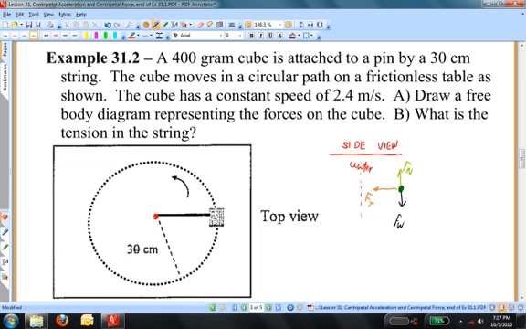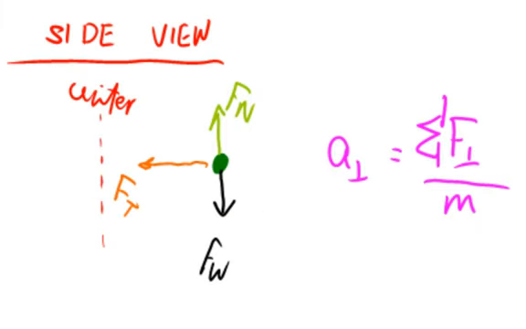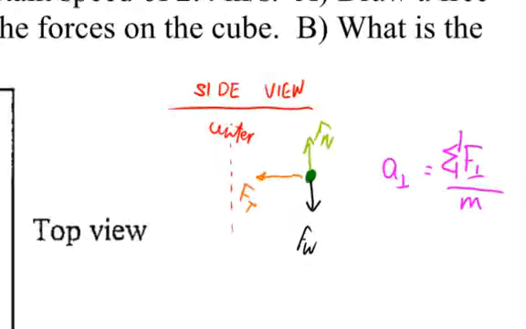Okay, so how do we find it? We're going to use Newton's second law. Newton's second law says that the centripetal acceleration is equal to the net centripetal force divided by the mass. Well, now which forces are causing the acceleration? Is it the weight? Nope. Is it the normal force? Nope. Those two forces certainly are acting on the object, but they are not causing the centripetal acceleration. The thing that's causing the centripetal acceleration is the string force, Ft.